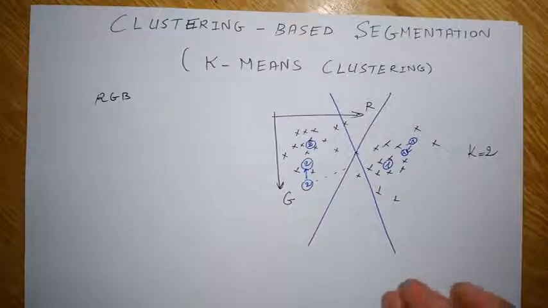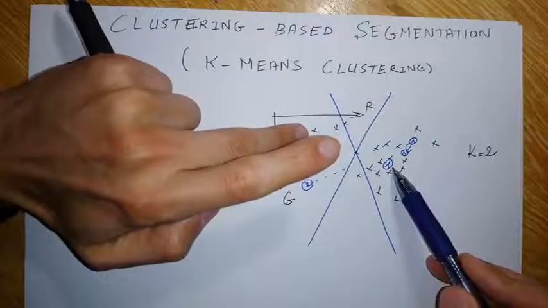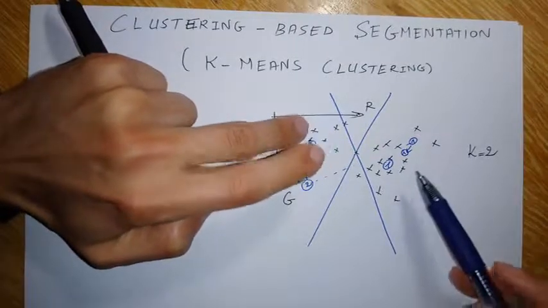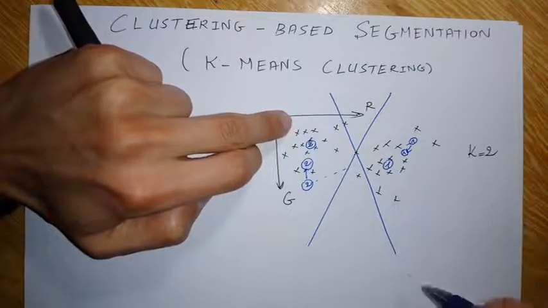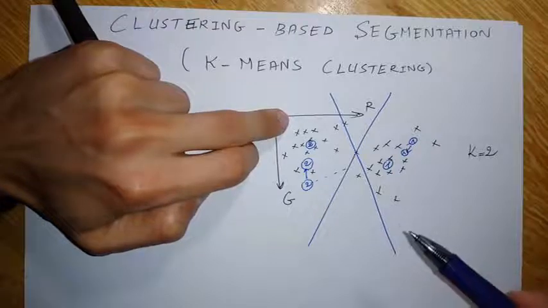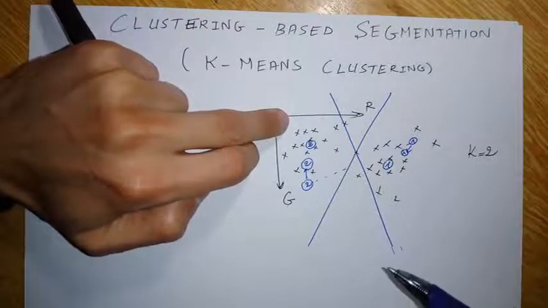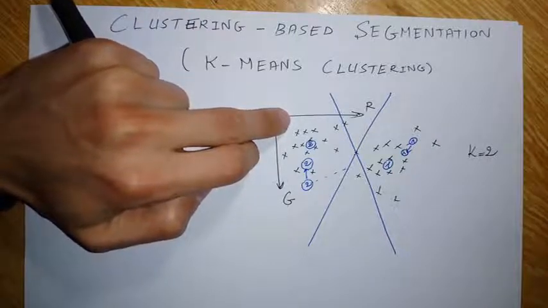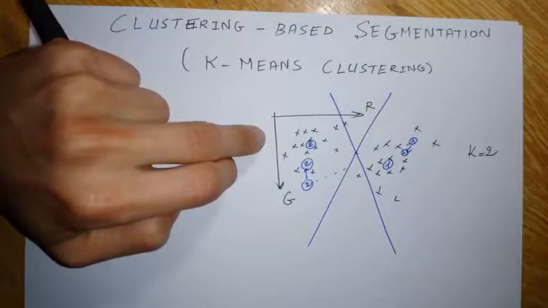Of course, how do we know when to stop? We stop when the 2 means that we have here do not move significantly. So we have to compare their current position with the previous position. If there is no significant change, we just stop the algorithm.